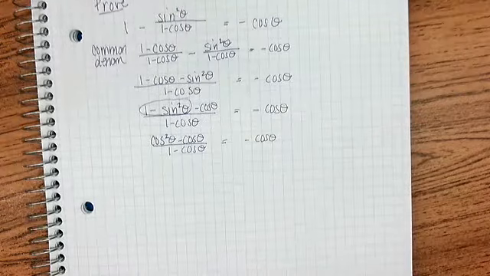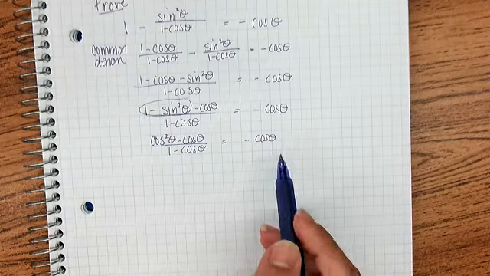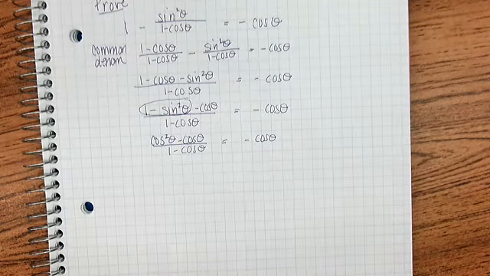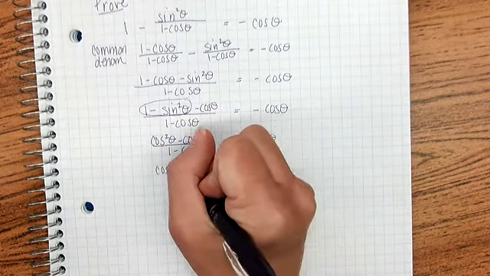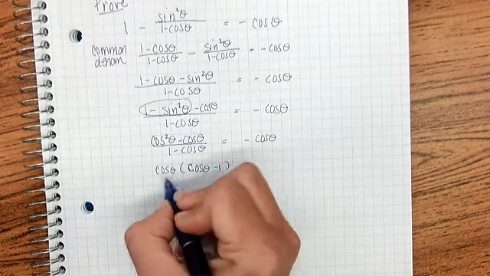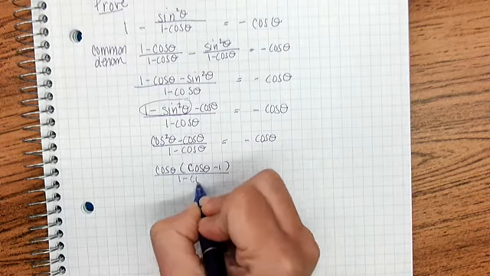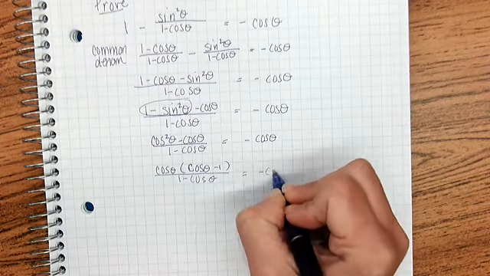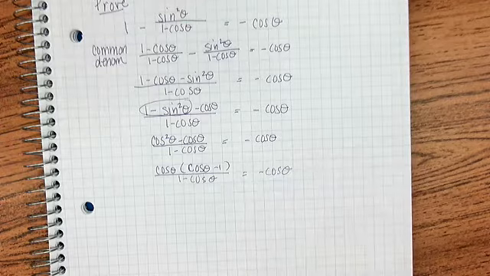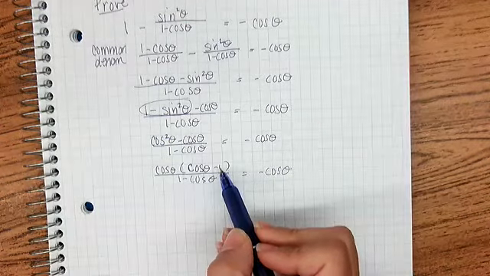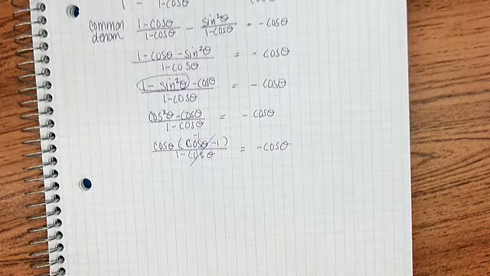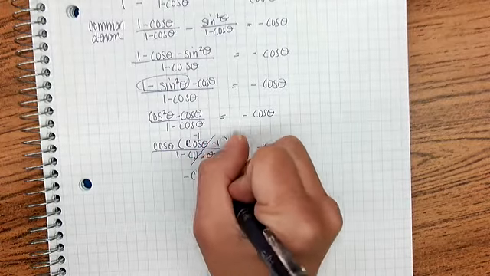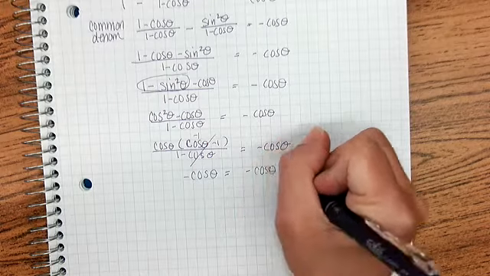It's close. But binomial over binomial, I need to get that down to a monomial. The only way that's going to happen is to factor and reduce. So I'm going to factor out a cosine in the numerator. That leaves me with cosine theta minus 1 over 1 minus cosine theta. There you go. Cosine theta minus 1, 1 minus cosine theta, these reduce to negative 1. And you indeed do get negative cosine theta equals negative cosine theta.